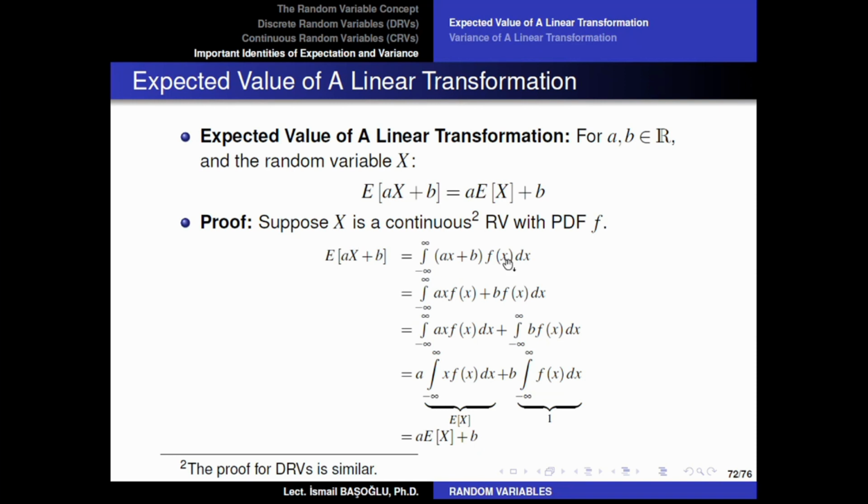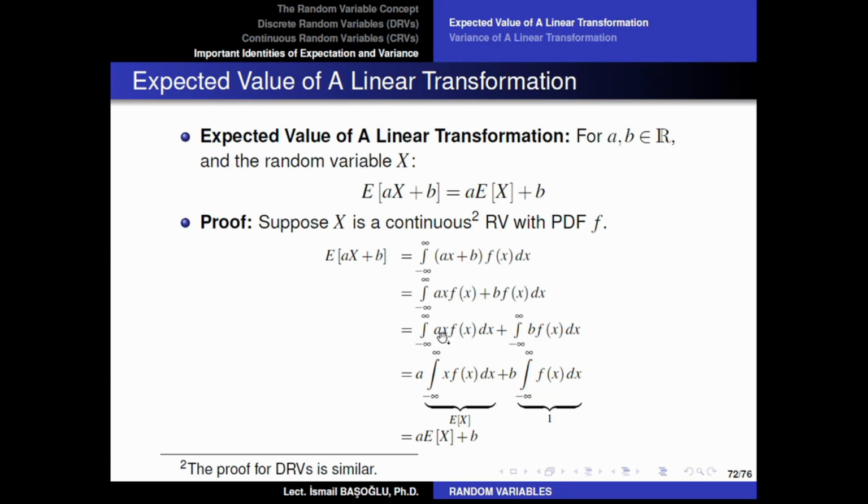And you know, because fx is a common multiplier here, you can distribute it over this summation operation, and you can write ax times fx plus bfx. And the integral of the summations can be re-expressed as the summation of separate integrals. So instead of integrating the summation, I can first calculate the first integral in the summation operation and then the second integral. Or in other words, I can distribute the integral operation over the added terms here.